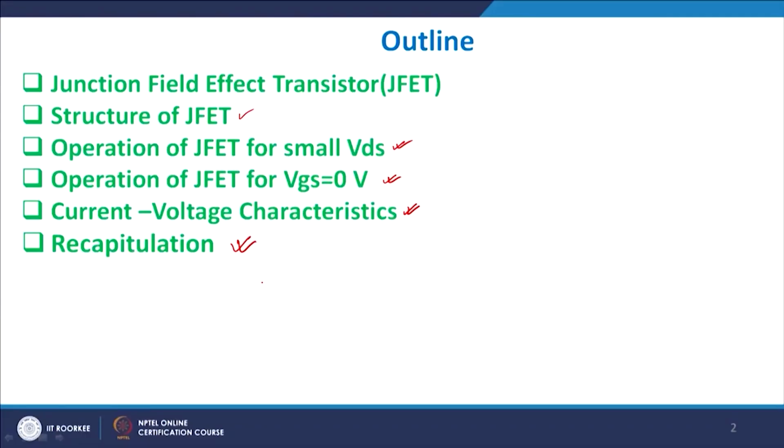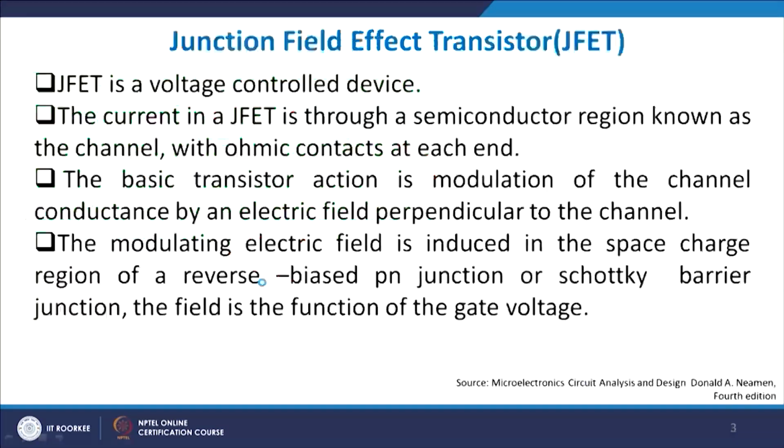Let me come to the outline of the talk. The outline will be looking at the JFET, or junction field effect transistor. We will be looking at its structure, how it looks like, then how it operates when you apply a small drain to source voltage, and when you apply VGS equals 0. We look at the IV characteristics and then recapitulate our ideas about JFET. So, this is what we will be doing here.